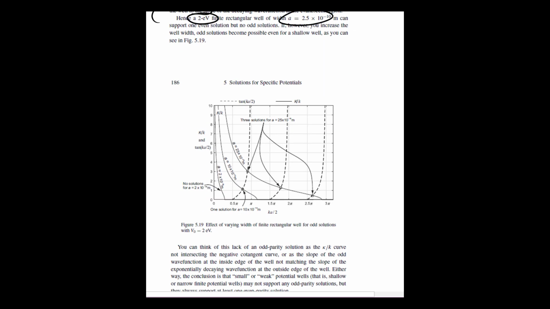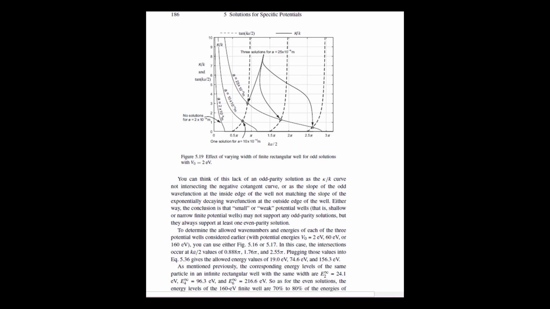So if I increase the width of the well, might we get solutions? You can see that in this figure. All of these curves are for V0 is 2 eV, but if I increase the width of the well to 10 times 10 to the minus 10th, this curve moves up and to the right, and I pick up a solution. If I increase it more to 25 times 10 to the minus 10th, there are actually 3 solutions. So if I had made the well deeper but still shallow, I could have gotten solutions. Likewise, if I make the well wider, even at the shallow depth, I can get solutions.